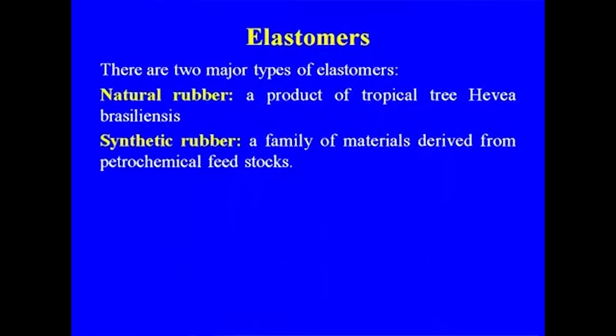There are two major types of elastomers. One is based on natural rubber, a product of the tropical tree Hevea brasiliensis, and the other is synthetic rubber, a family of materials derived from petrochemicals. So, these are some of the tropical countries producing natural rubber. India is also one of the major natural rubber producers, but synthetic rubber plays an important role, and it is an important part of the elastomers.